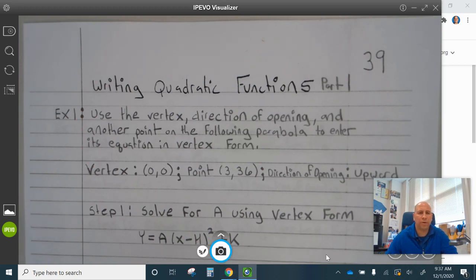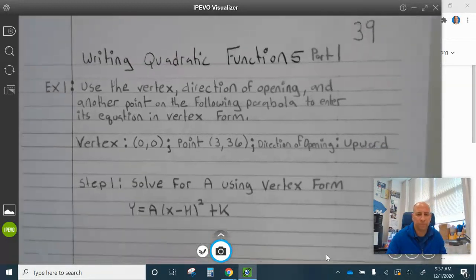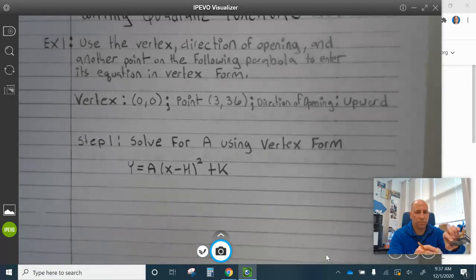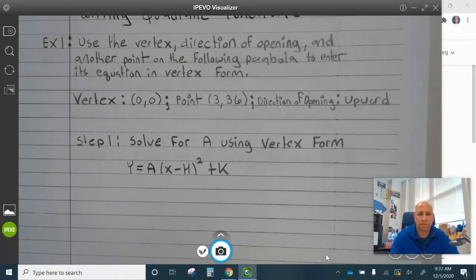Okay, Wildcat, today we're looking at journal page 39, Writing Quadratic Functions, Part 1. Example 1. Use the vertex, direction of opening, and another point on the following parabola to enter its equation in vertex form. Okay, so the vertex is 0, 0, the point is 3, 36, the direction of opening is upward.